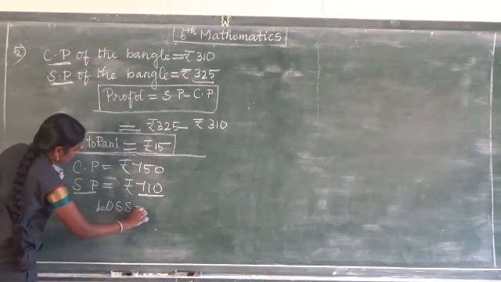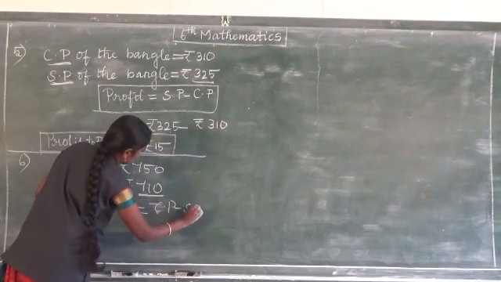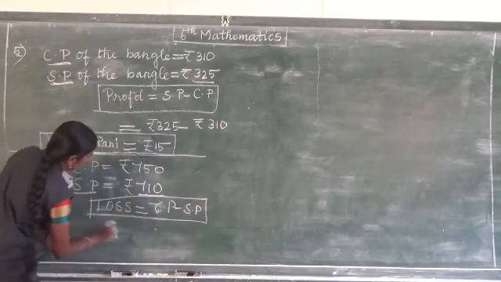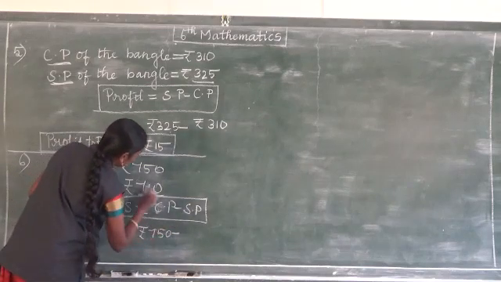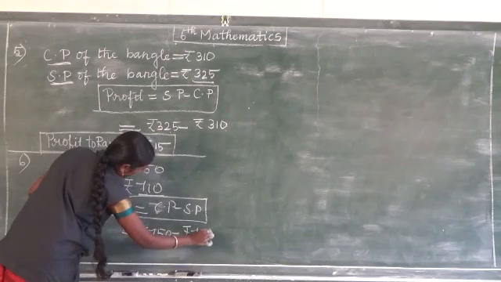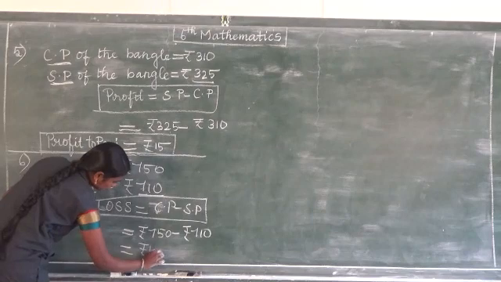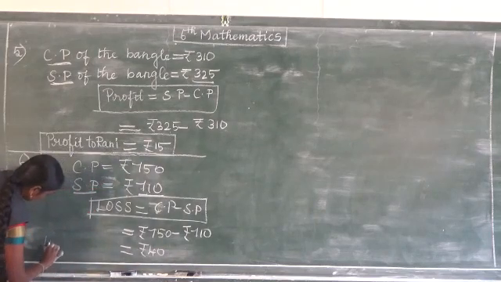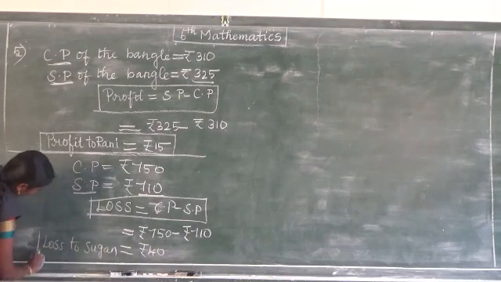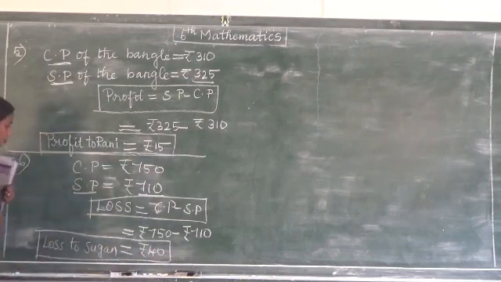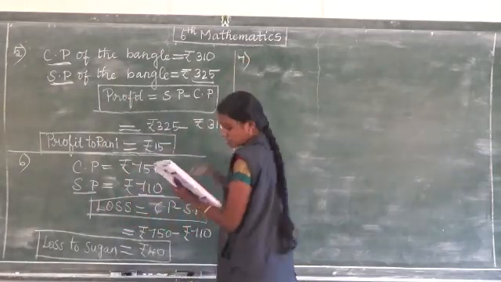So loss in rupees equals cost price minus selling price, that is the formula. The cost price is 750 minus the selling price 710. 750 minus 710 is 40 rupees. The loss to Sugan is rupees 40.